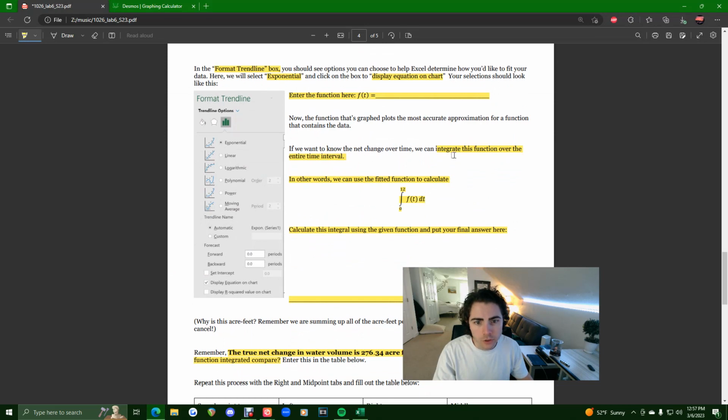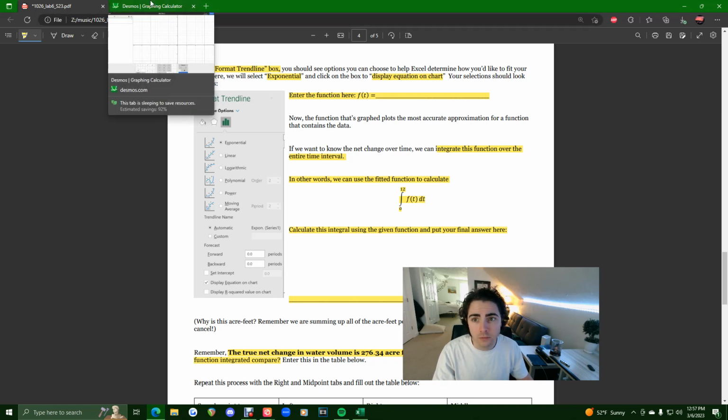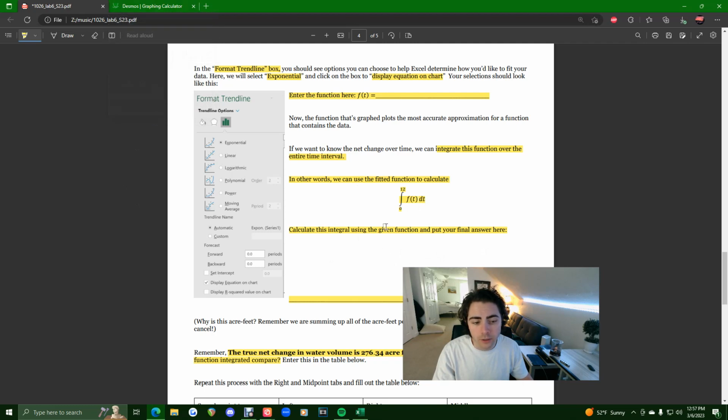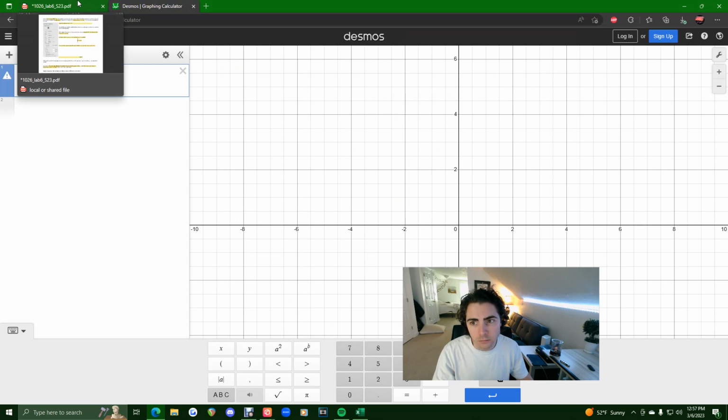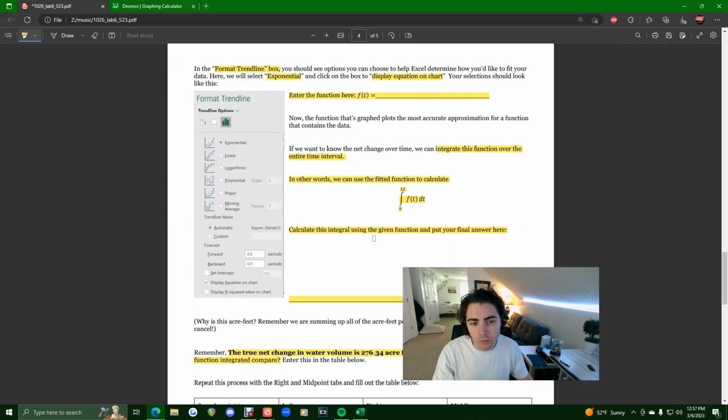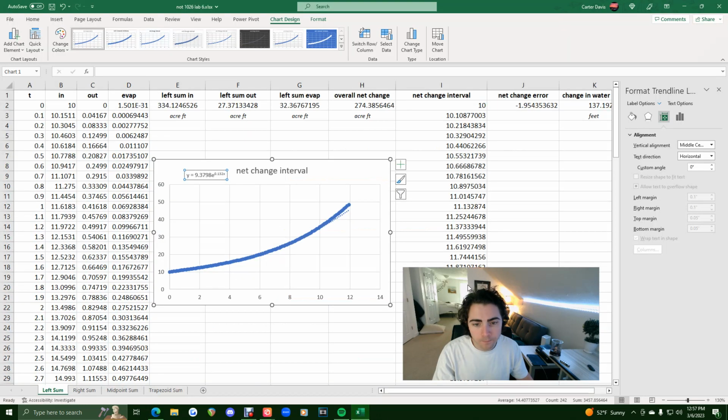If we want to know the net change, we can integrate this function over the entire time interval. In other words, we'll do the integral from 0 to 12 of this function, calculate this integral, and put your answer here. At this point, you should know how to do integrals like this. For demonstration purposes, I'll just do it in Desmos here. We find the function, do the scatter plot, do the exponential curve of best fit, get the equation for that curve, and we're going to integrate every single one of them, I think. Maybe. I don't know.